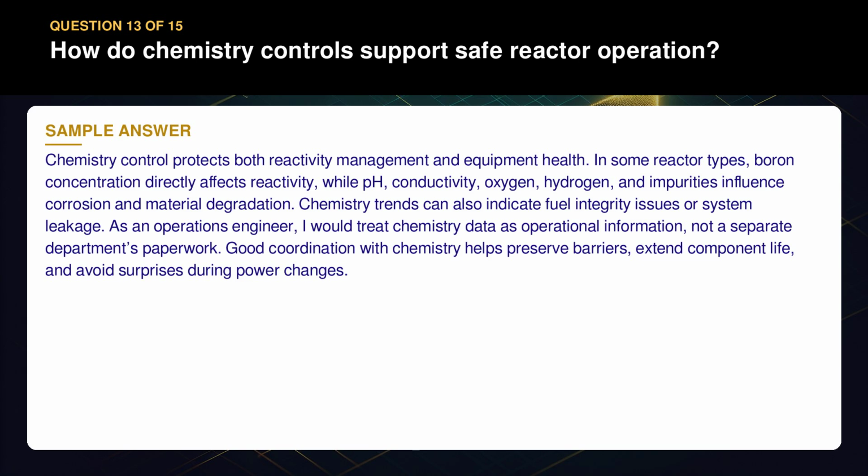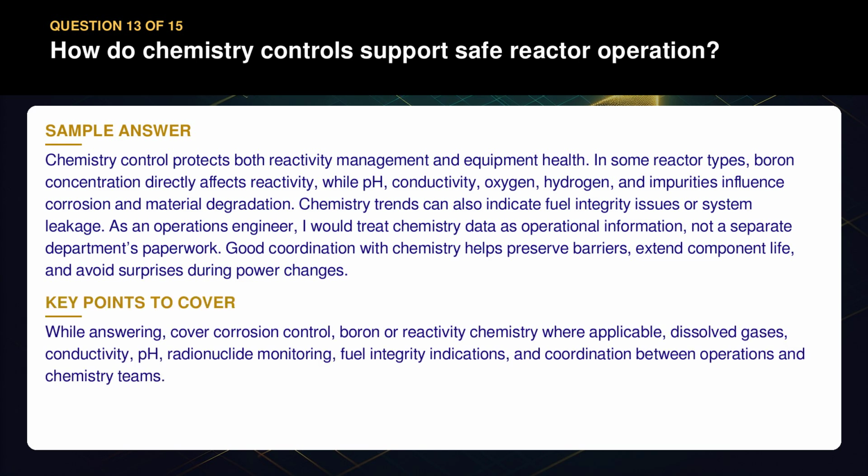As an operations engineer, I would treat chemistry data as operational information, not a separate department's paperwork. Good coordination with chemistry helps preserve barriers, extend component life, and avoid surprises during power changes. While answering, cover corrosion control, boron or reactivity chemistry where applicable, dissolved gases, conductivity, pH, radionuclide monitoring, fuel integrity indications, and coordination between operations and chemistry teams.